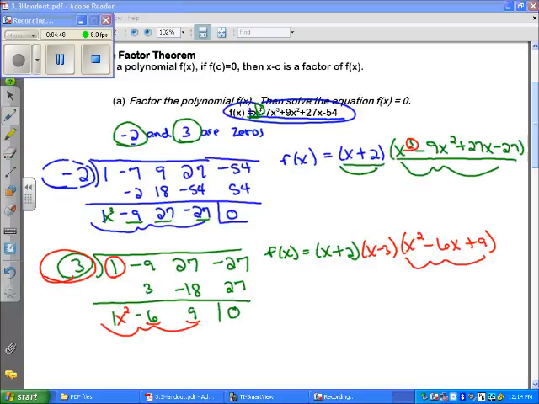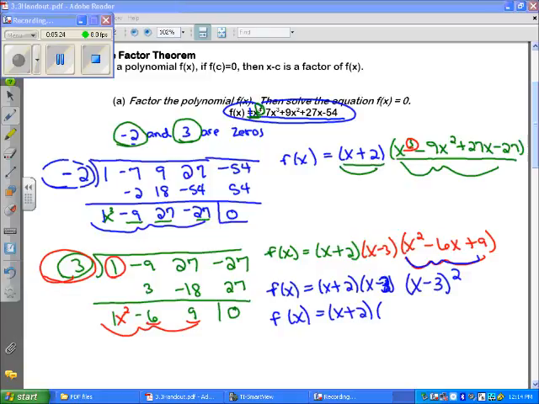We can either factor this, or if it doesn't factor, we can actually set it equal to 0 and use a quadratic formula. This one does factor, so let's go ahead and factor that part here. So I get the x plus 2, x minus 3, and then this factors to be x minus 3 squared. Okay, so if I were to rewrite this, I have x plus 2 and x minus 3 cubed.